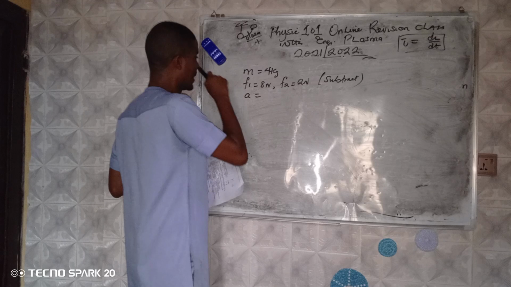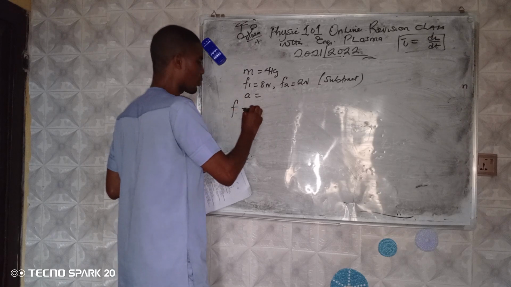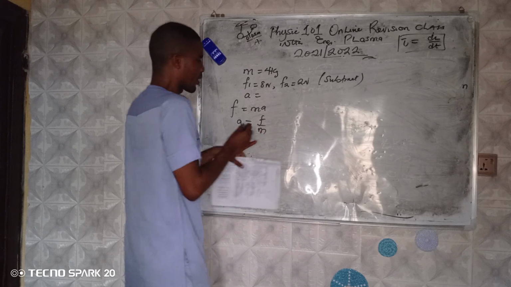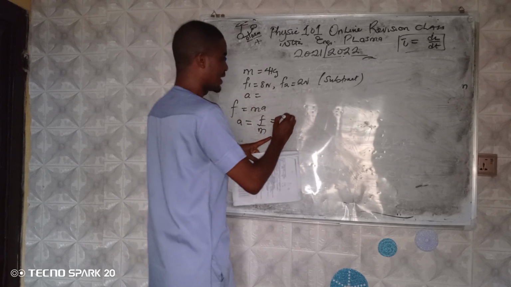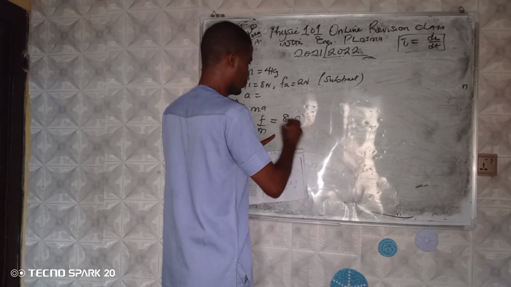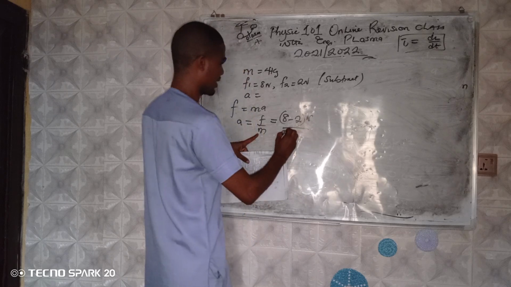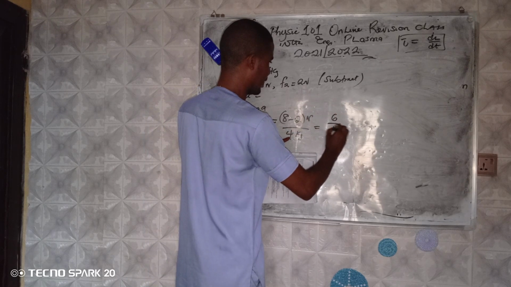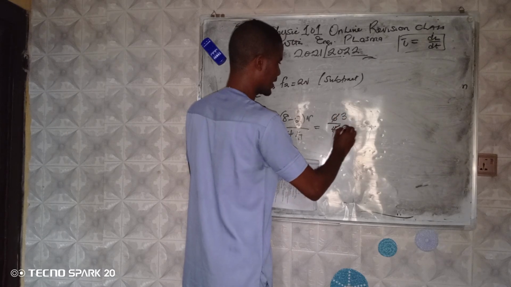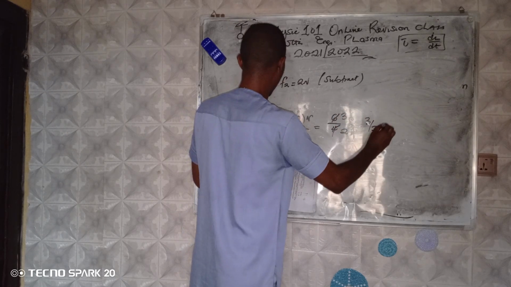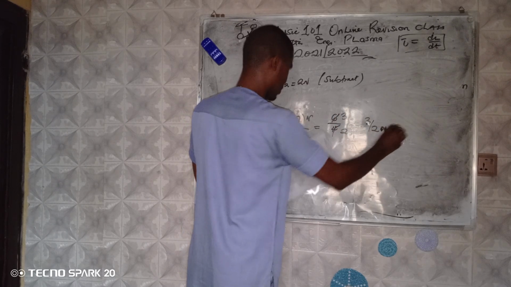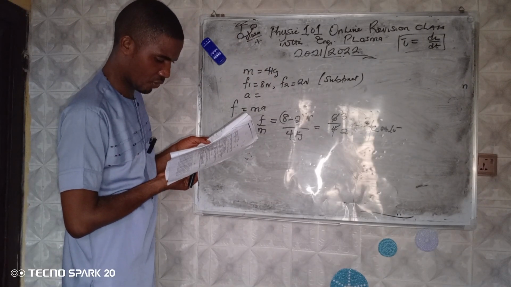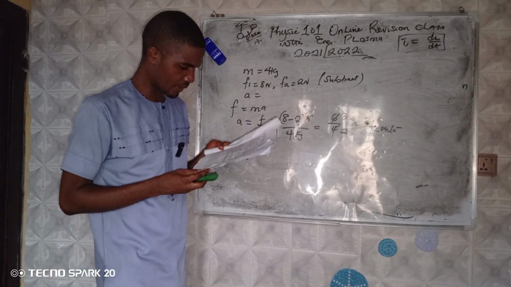We are looking for a. Remember that F is equal to ma. So a becomes F over m. But then I'm going to get my total F. It's going to be 8 minus 2 Newton over my mass, which is 4 kg. And this is 6 over 4, which is 3 over 2 meter per second squared. So you can find that in the option 3 over 2 meter per second squared.